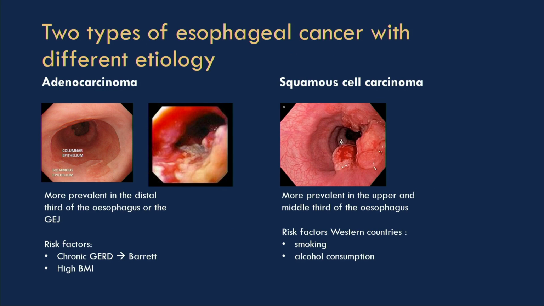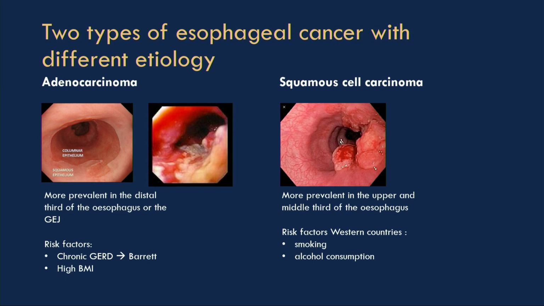You have the adenocarcinoma, which is most prevalent in Western countries, and its incidence is rising. Risk factors are GERD, which leads to Barrett's, where the squamous epithelium changes into columnar epithelium. Another risk factor is a high BMI. These tumors are found distally, in the distal third of the esophagus and at the junction.